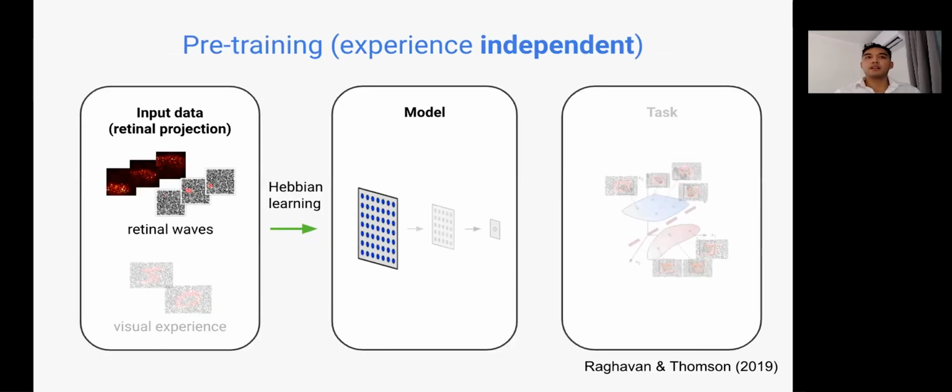And so how do we actually train this? Well, there's a pre-training phase where it's completely experience independent, that's completely reliant on these retinal wave patterns.